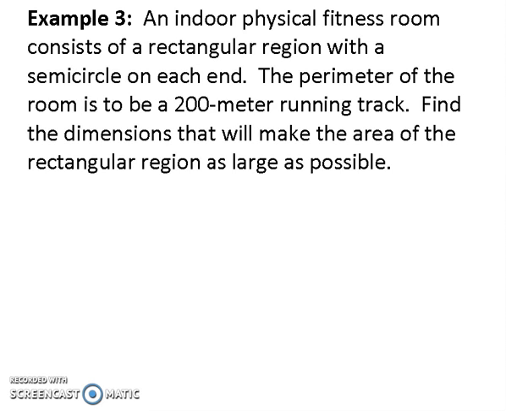It says we've got an indoor physical fitness room that consists of a rectangular region with a semicircle on each end. The perimeter of the room is to be a 200-meter running track. Find the dimensions that will make the area of the rectangular region as large as possible.